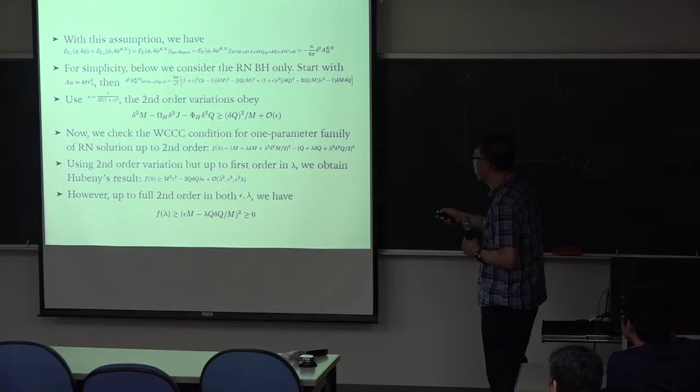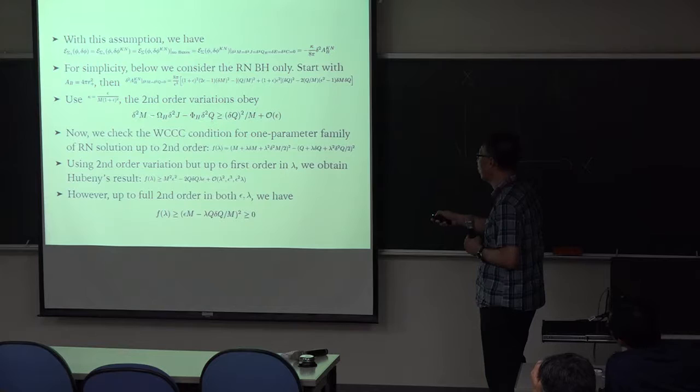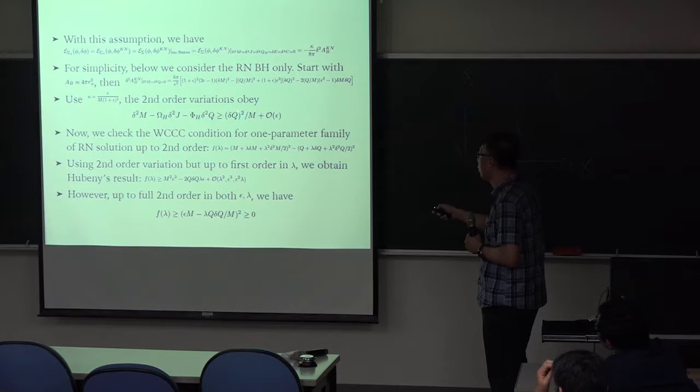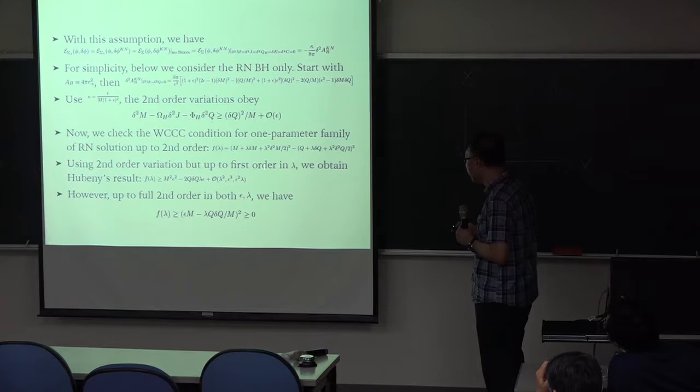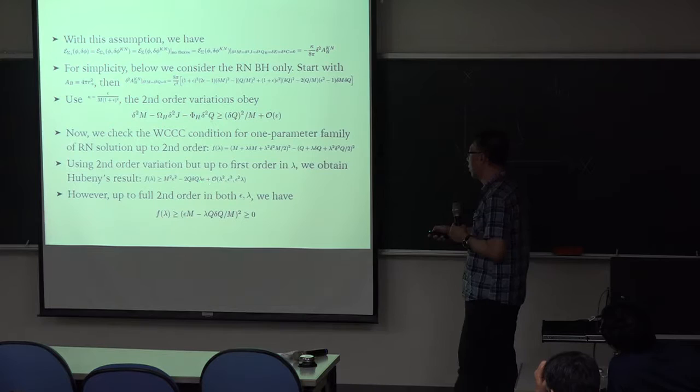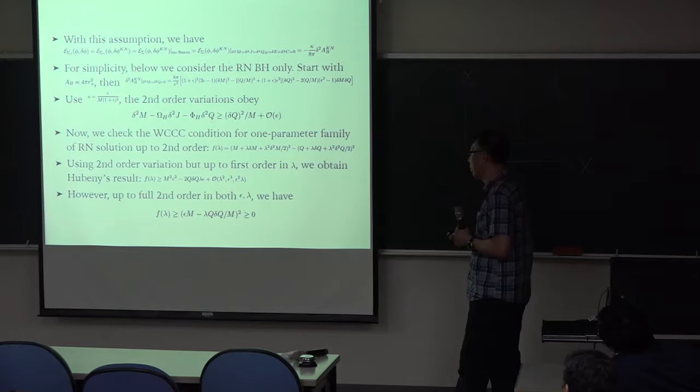But remember we have this relation to relate the second order change of mass, charge, and angular momentum. For example, here we don't have angular momentum, but we have this relation to relate the second order change in terms of the first order quantity. After doing this, if we only take into account the change up to the first order, then we reproduce the Hubeny result. Basically, if we don't take into account the second order, we can reproduce the Hubeny result. We can violate the weak cosmic censorship by throwing in enough charge, enough delta Q.